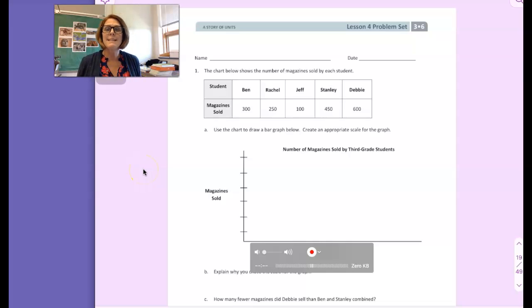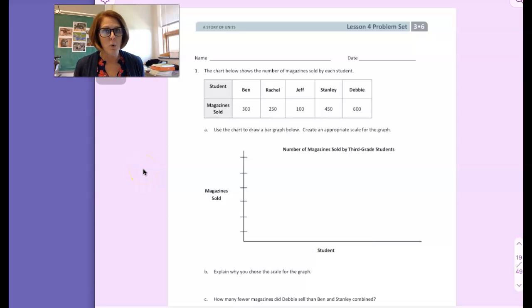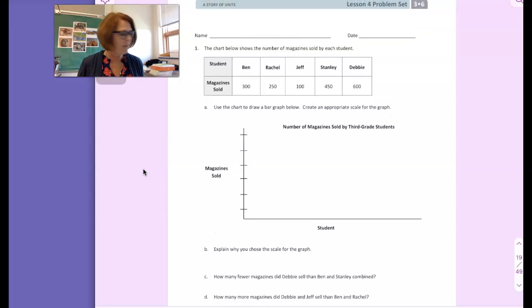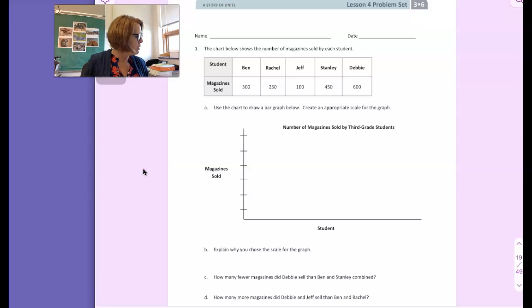Hi boys and girls, this is Module 6, Lesson 4, Problem Set. We're only going to do this first problem together, and then you will be doing your exit ticket, which will be very similar to this. So let's go ahead and get started.